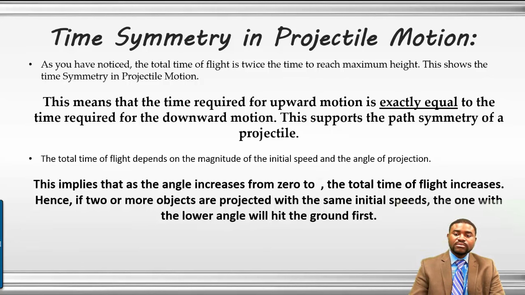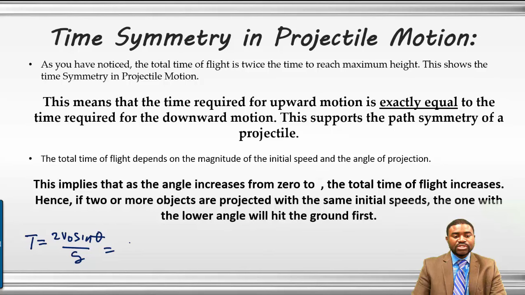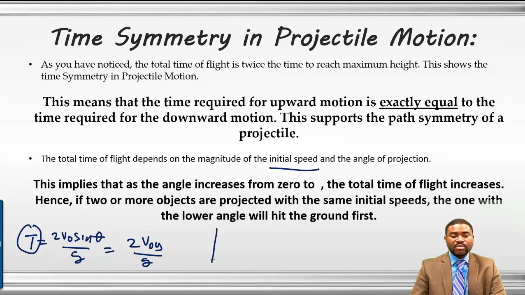Similarly, we have shown that, look up everybody, we know that T is 2V naught sine theta over G, which is just 2VOY over G. Therefore, the time of flight depends on two things: the magnitude of the initial vertical velocity and the acceleration due to gravity. And the magnitude of the initial vertical velocity, VOY, is V naught sine theta. This therefore means that the total time of flight depends on the initial speed and the angle of projection.